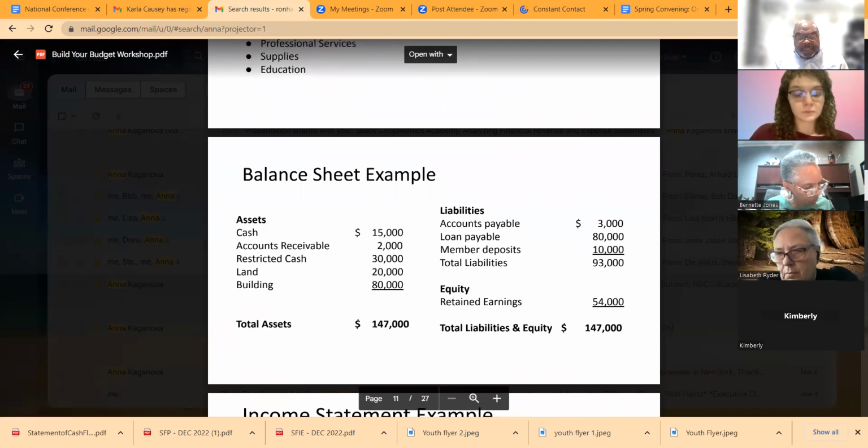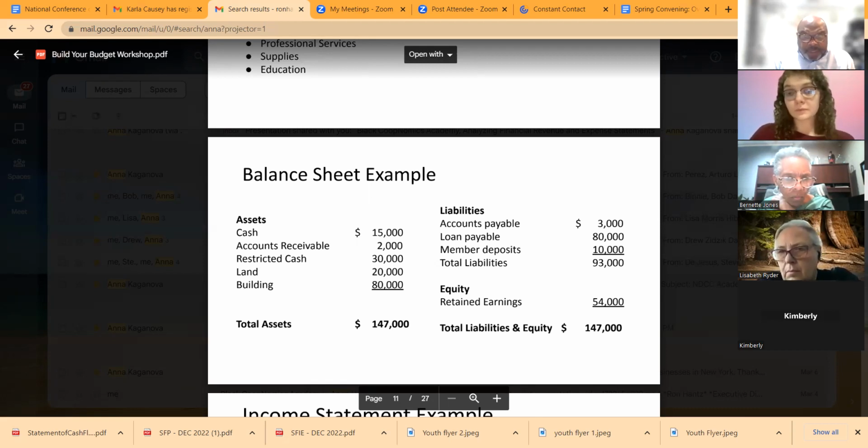Example of the balance sheet, the assets and the liability side. So here she's showing $15,000 in cash, $2,000 in accounts receivable, restricted cash, 30,000. Do you know what restricted cash is? Anyone know what restricted cash would be? Example of that? It is cash that must be used for a specific designated purpose? Yes.